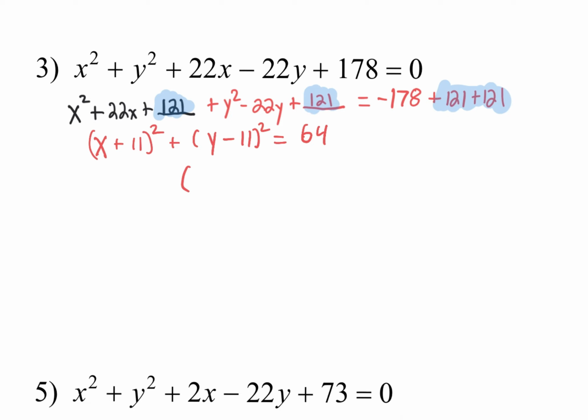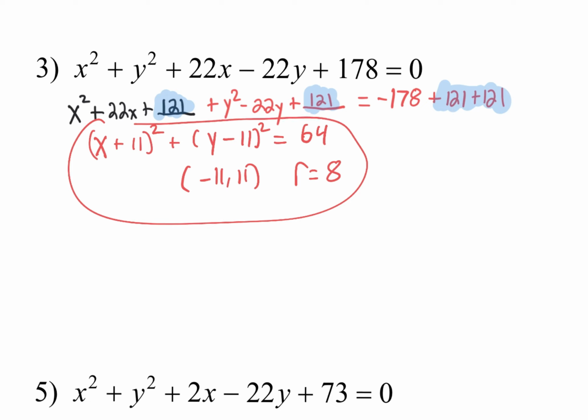Center, negative 11, 11. Radius is? Okay, everybody say it at once. Thank you. Oh, yeah, you're right. Sorry. 8. Thank you. Questions with that one? So we're going to do 2 more. Oh, because it's negative 178 plus 121. Add those three numbers together.